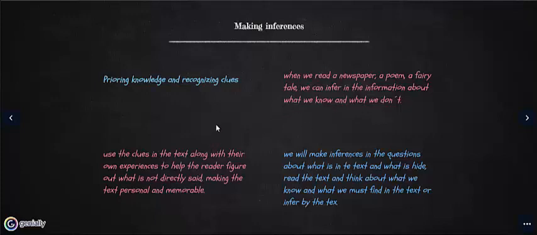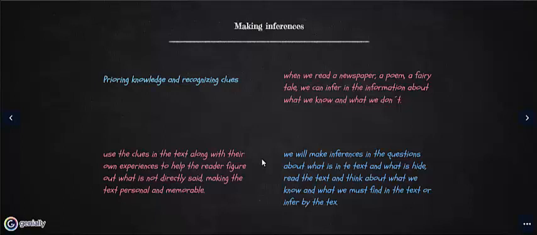Then how to improve: use the clues in the text along with your own experiences to help the reader figure out what is not directly said, making the text personal and memorable. Most of the time, this question includes logical thinking, because we have to analyze what is happening, what will happen in the future, what the result was. Most of the time, the reading did not say that, and so we have to think by logic.